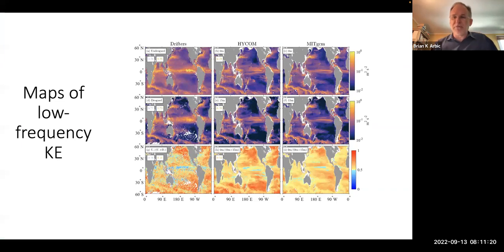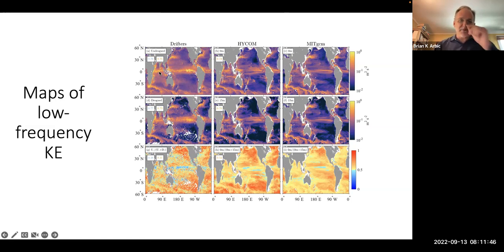Okay, so the maps of the low frequency kinetic energy are here. You have MITgcm 0 and 15 meters here, HYCOM 0 and 15 meters here, undrogued and drogued drifters here. I'll talk about the bottom ones in a second. You see the well-known western boundary currents, Gulf Stream, Kuroshio, ACC, etc. You also see a lot of energy along the equator.